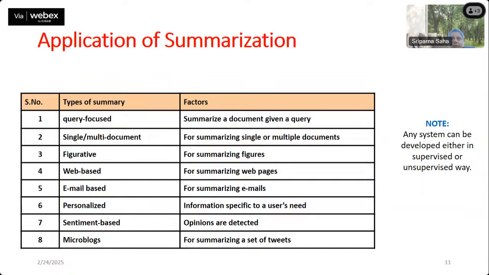Suppose a figure is given, and given a figure, we are generating the summary of the figure. Like in biomedical articles, it is very difficult to understand the figures. The figure descriptions are often given in the text, and you know that those are very elaborate descriptions. So can we generate a summary of those descriptions? So the figure is the input, and we have to generate a summary of the descriptions of the figure.